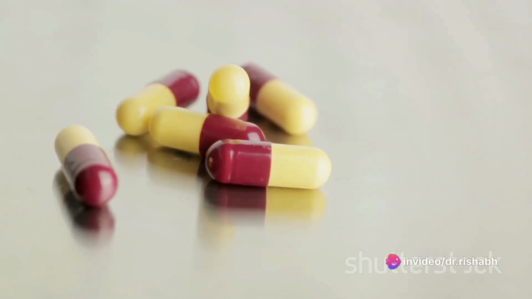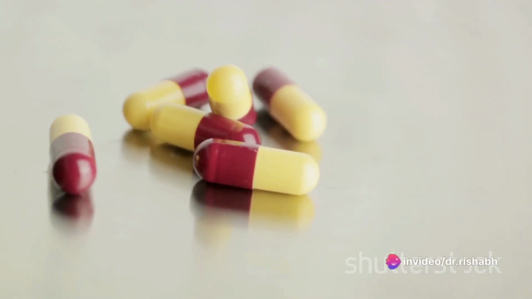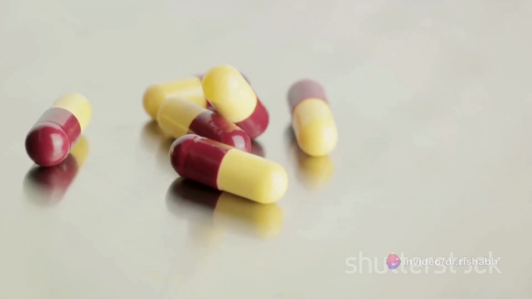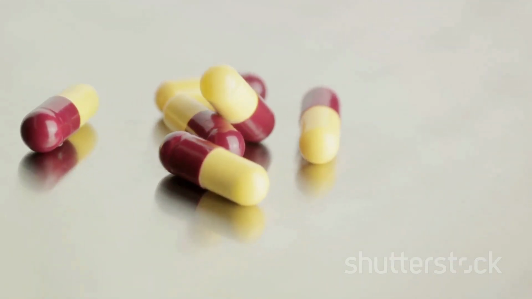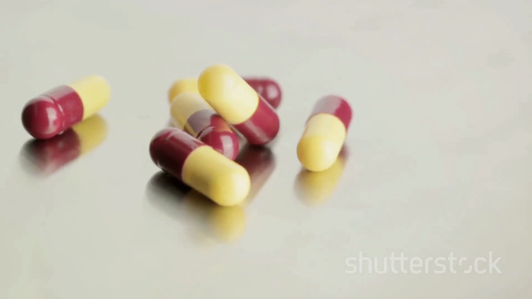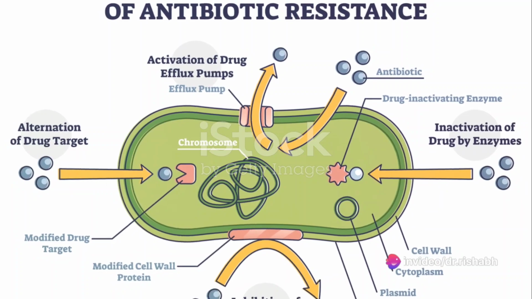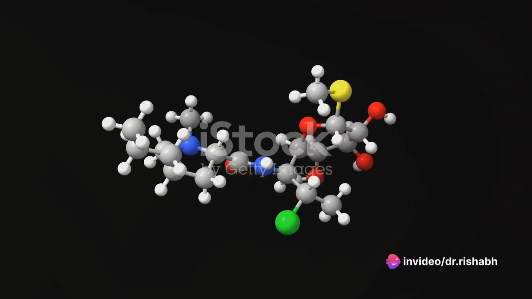Tetracyclines, like doxycycline, inhibit protein synthesis by blocking the attachment of aminoacyl tRNA to the ribosome. Aminoglycosides, like gentamicin and amikacin, bind to the bacterial ribosome, causing misreading of the mRNA and inhibiting protein synthesis.